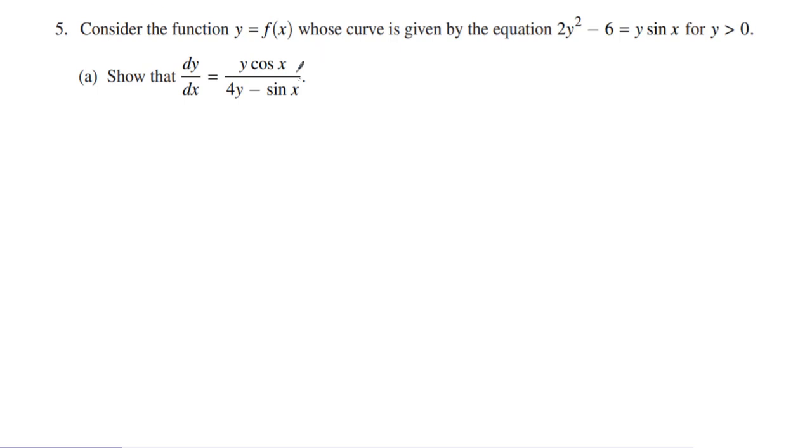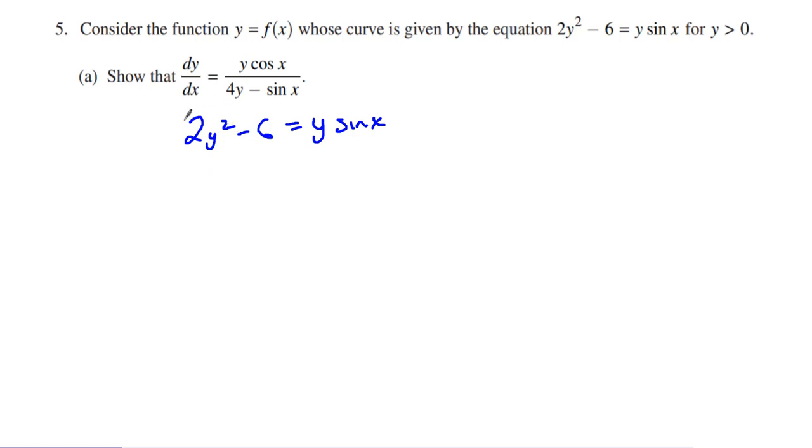You can see they gave us a function, y equals f of x, and the curve is given by the equation 2y squared minus 6 equals y sine of x, for y greater than 0, and they want us to show the derivative of this. So we have to do implicit differentiation. So 2y squared minus 6 equals y sine of x. So let's do a little bit of implicit differentiation.